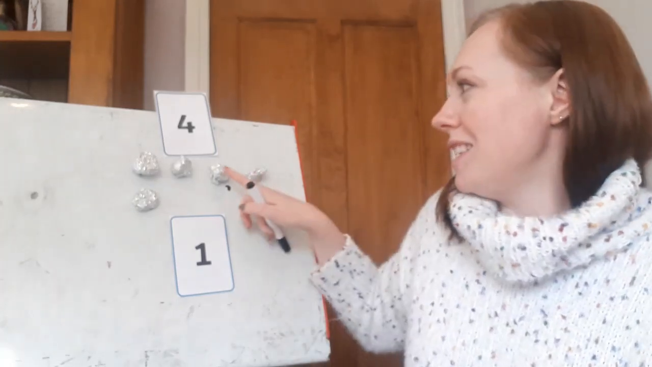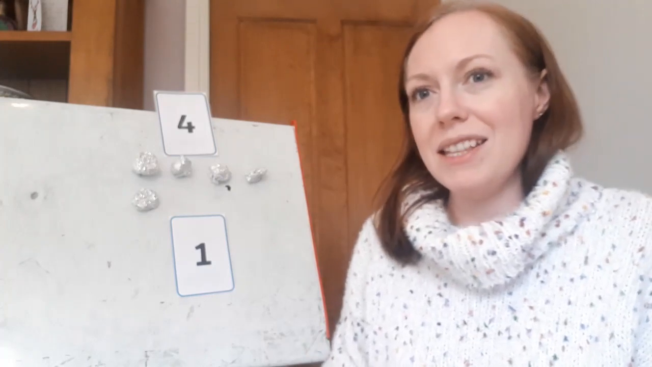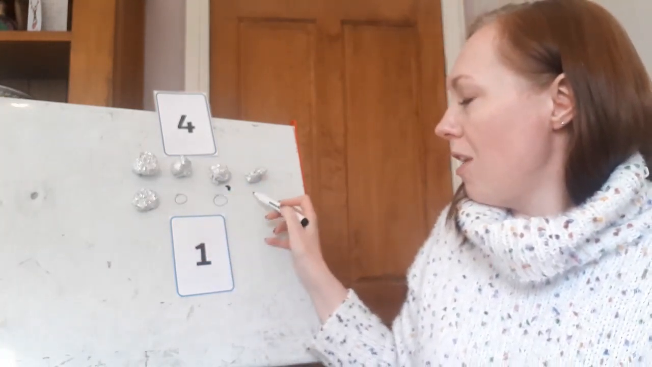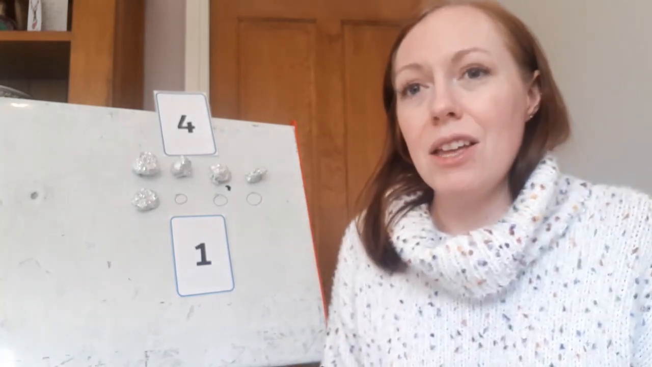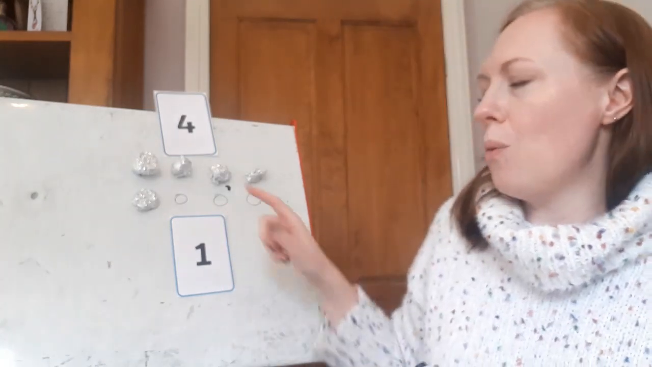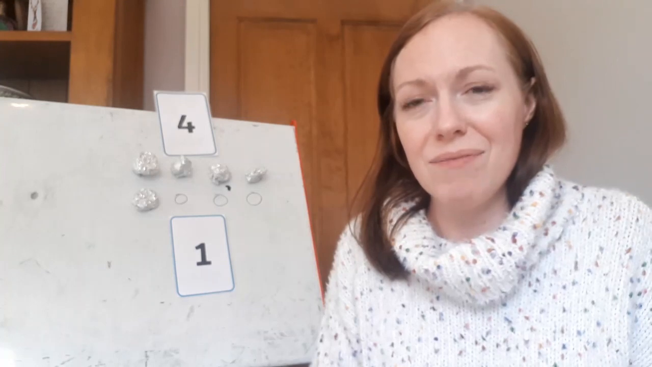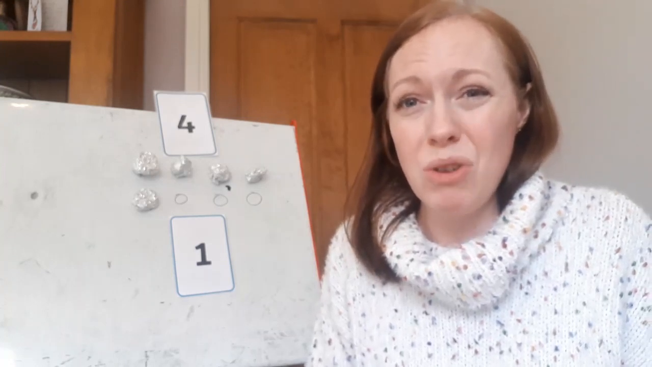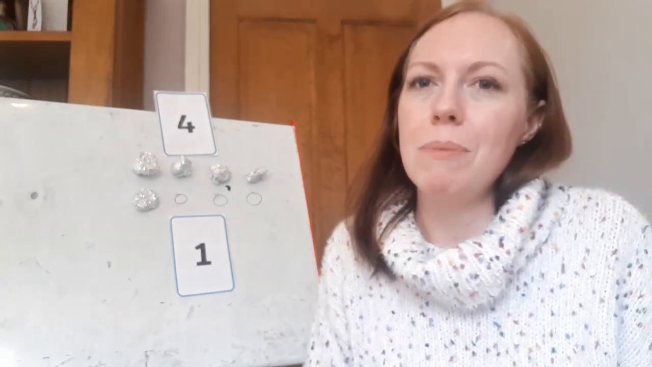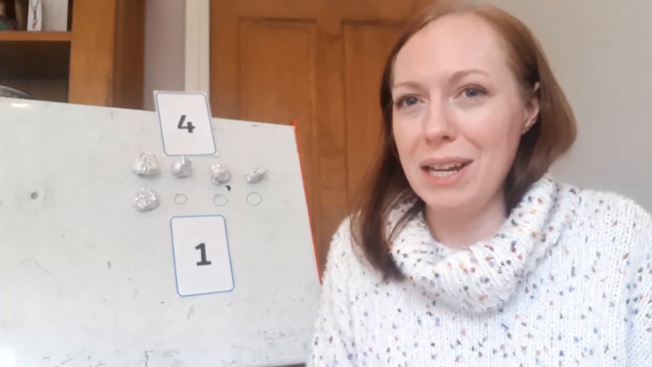Right, I can see that I've got 4 at the top and 1 underneath. And I can see that there's 1, 2, 3 missing. So 4 is 3 more than 1. Well done if you had a go at that and you found the answer. Don't worry, I know difference is really, really tricky. And really, all you need to be able to do is tell me which group has more and which group has less. I'm sure you all had a really good go at that.